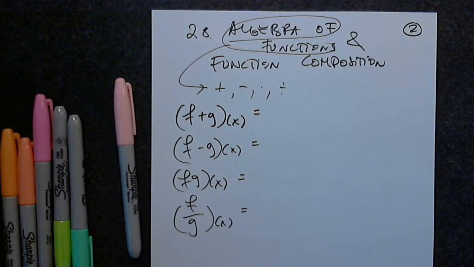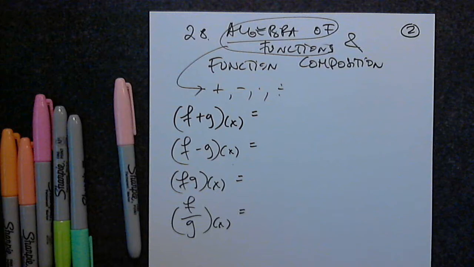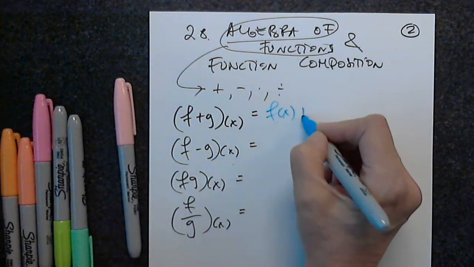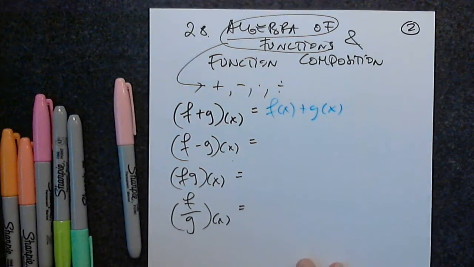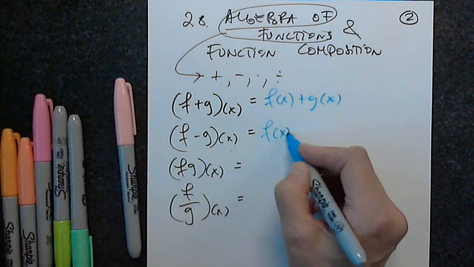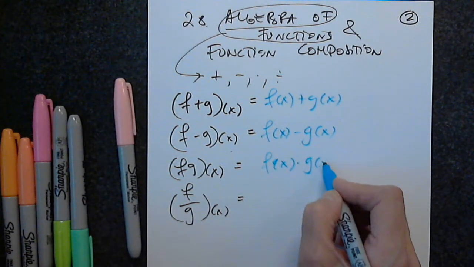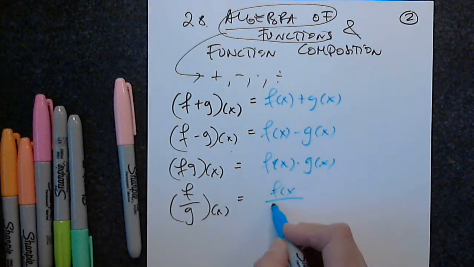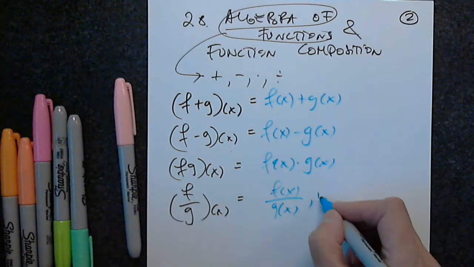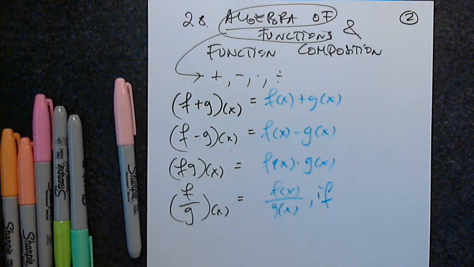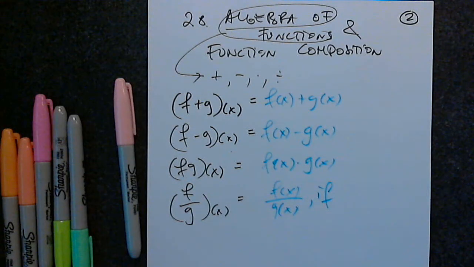And I will write it down by definition. It can only be f of x plus g of x. The next one, of course, it can only be f of x minus g of x. The next one is f of x times g of x. Of course, f of x over g of x. But this one, the last one, has an if. What does that mean? What does if mean or refer to?